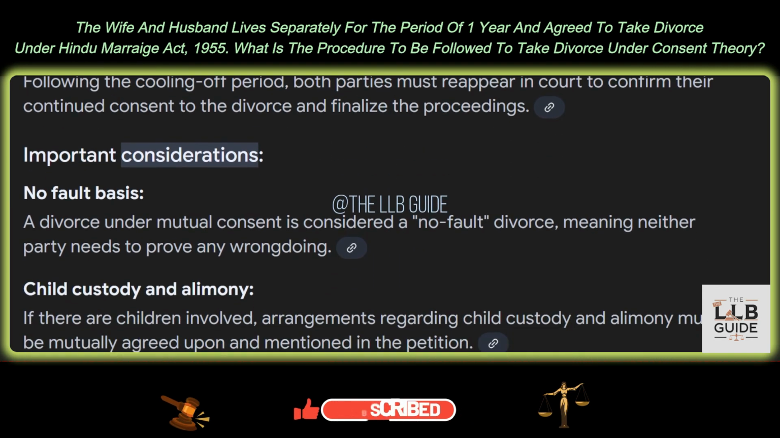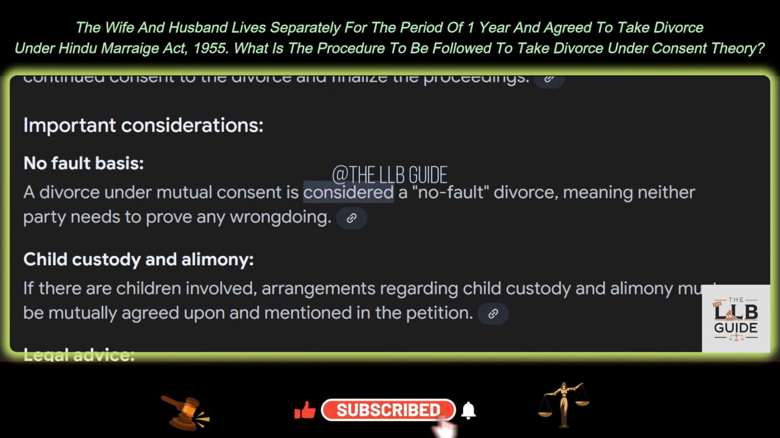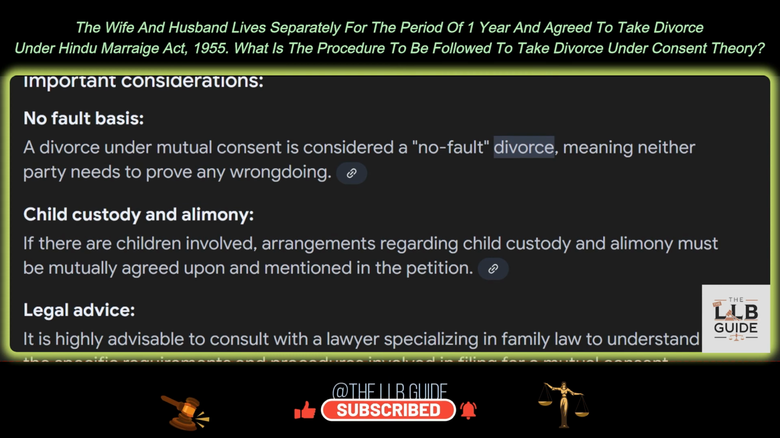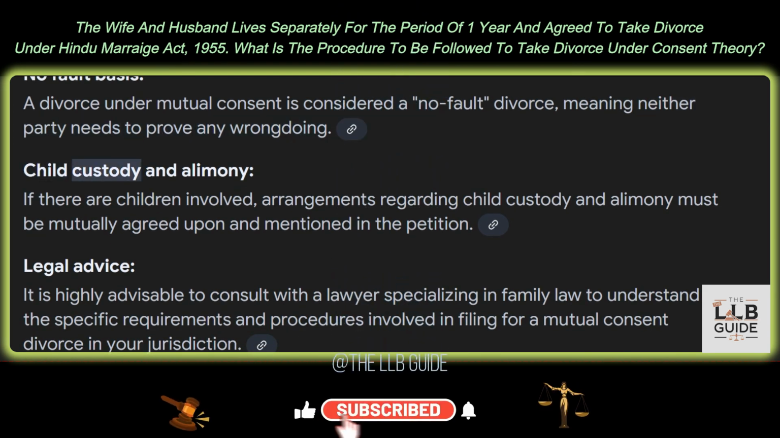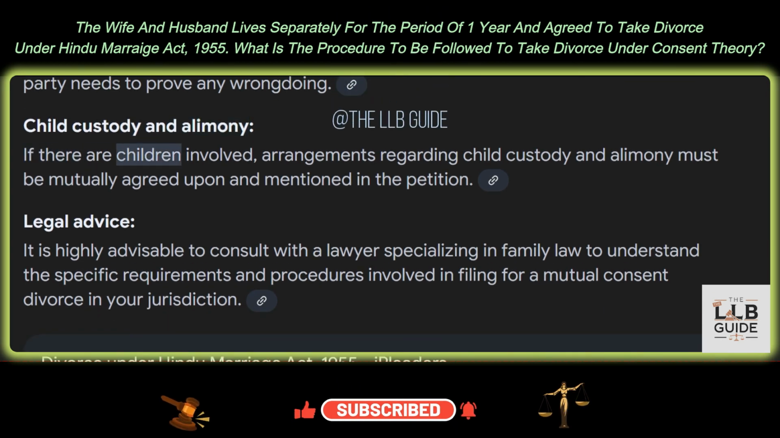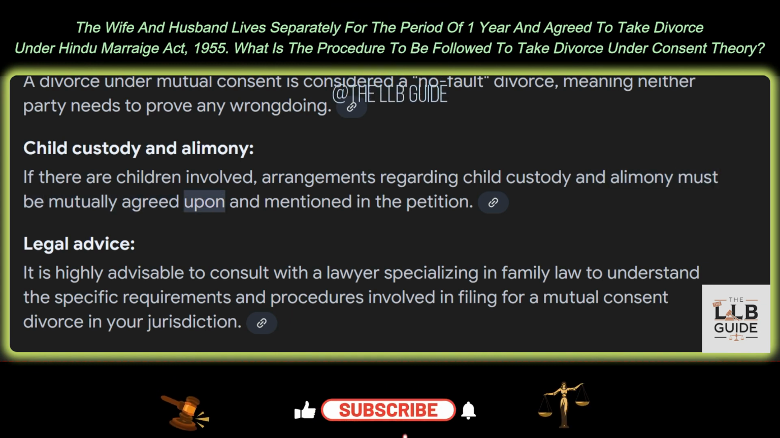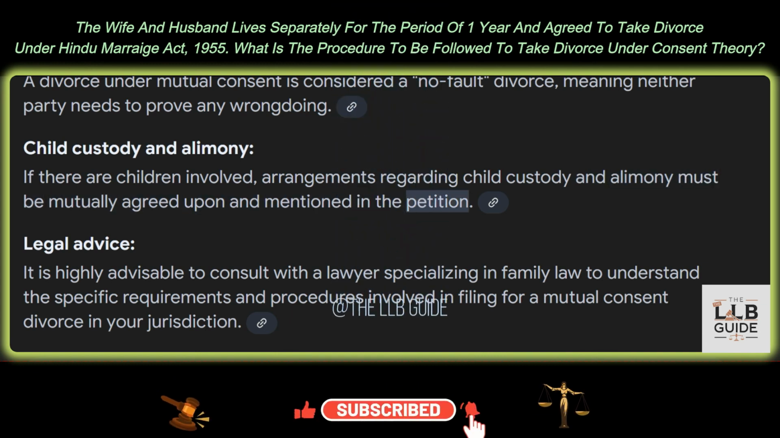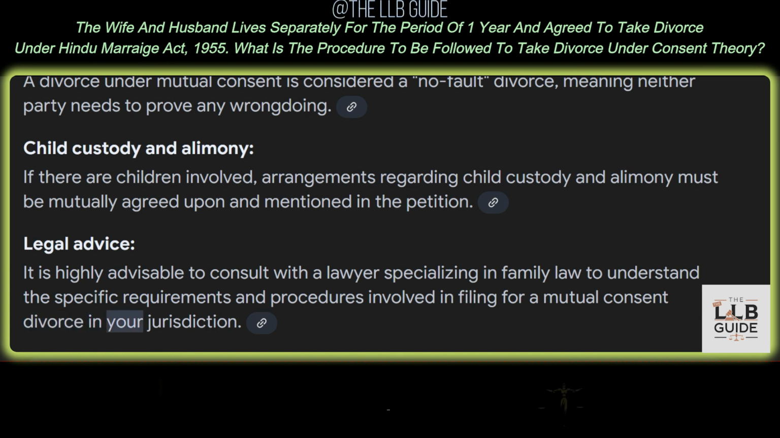Important considerations. 1. No-fault basis. A divorce under mutual consent is considered a no-fault divorce, meaning neither party needs to prove any wrongdoing. 2. Child custody and alimony. If there are children involved, arrangements regarding child custody and alimony must be mutually agreed upon and mentioned in the petition. And 3. Legal advice. It is highly advisable to consult with a lawyer specializing in family law to understand the specific requirements and procedures involved in filing for a mutual consent divorce in your jurisdiction.